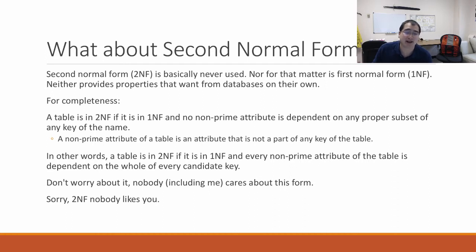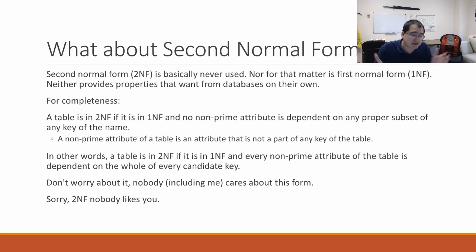It's basically saying that all of the attributes of the table need to be dependent on the entirety of the key. Otherwise, you should break it down into two subtables where each table has a particular key that directly determines all the rest of the attributes. And you don't need to know what this is. I will never ask you about it again.